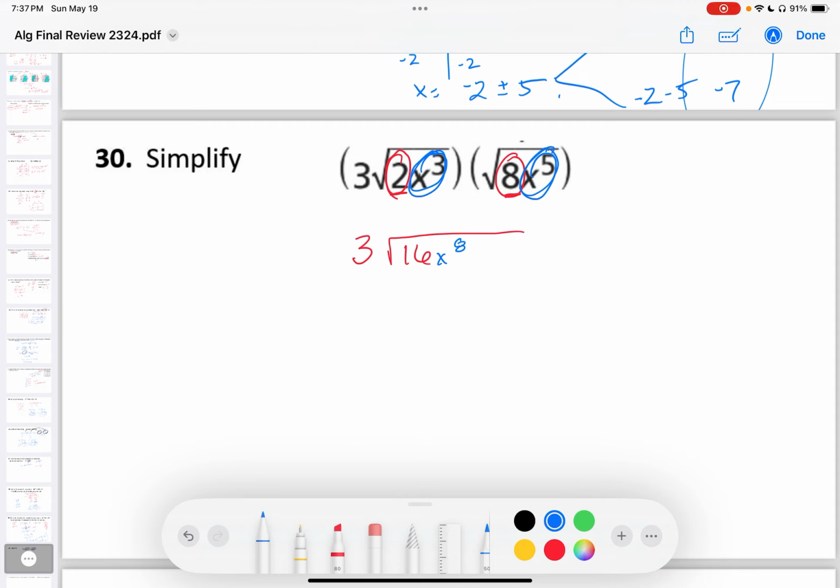So we know that the square root of 16 is just 4. So that 4 gets multiplied with this 3, or 12. And then here I've got x to the 8th. I'm going to simplify that.